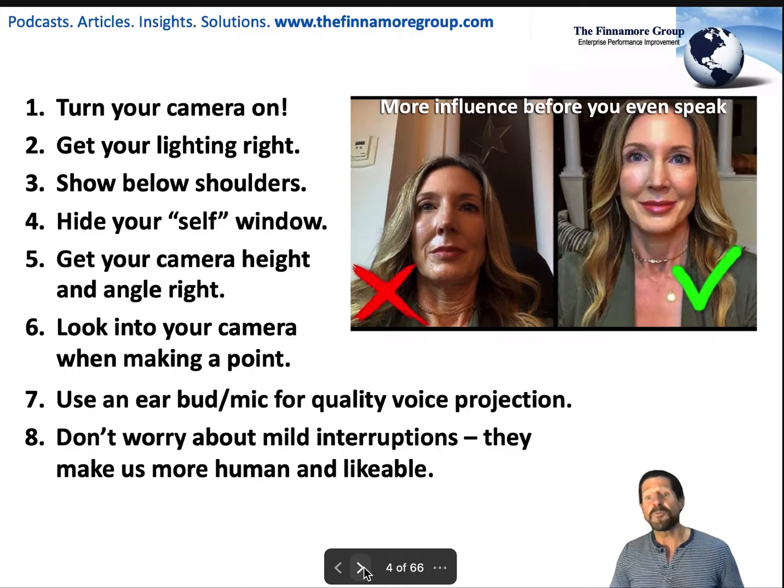In one of them, the lighting's wrong. In one, the lighting's right. In one of them, the camera angle's the wrong height. In the other, the camera angle's right. So let's start with some of those fundamentals. And one more thing: in one of them, it's neck up. In the next one, it's chest up or shoulders up, so that there's more gesturing room.